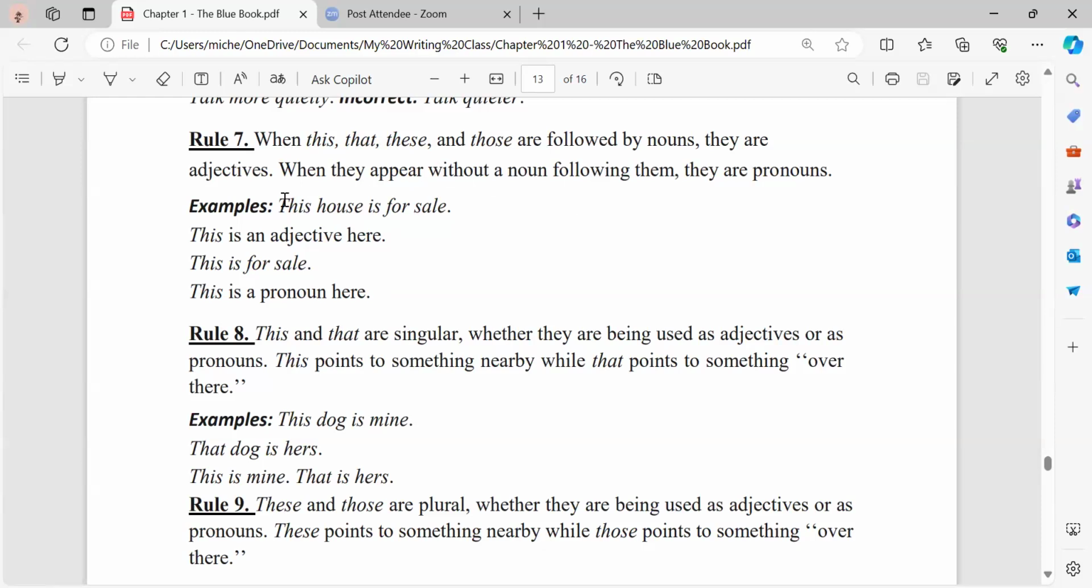So right here, in this example, this house, this is an adjective describing the house. So this house is for sale, this is an adjective here. But the second example, this is for sale, this is a pronoun here because it is not followed by a noun, so it acts as a pronoun instead. So it's like that. This is for rule number 7.